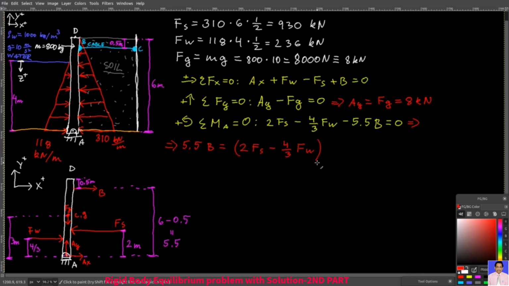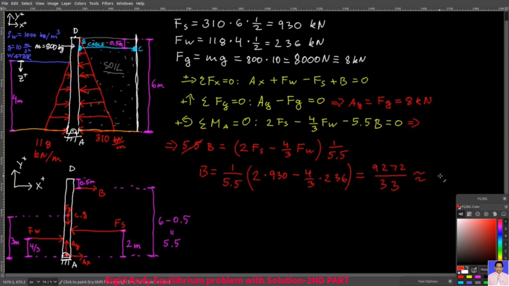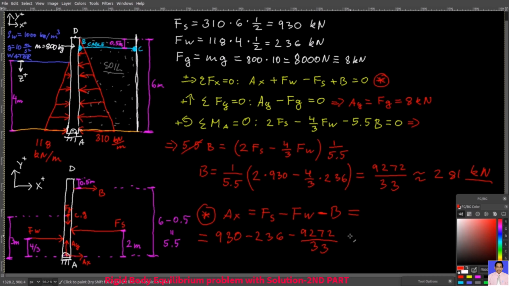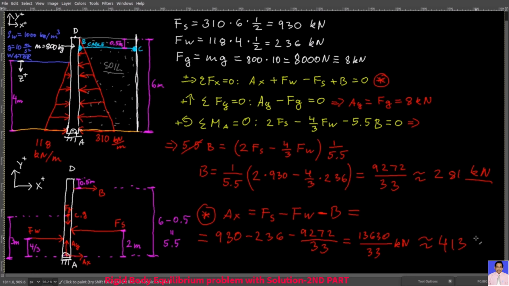Then from the third equation, I can write 5.5B equals, and then all this, and then I can get rid of 5.5 if I put it here. So B equals all this, which is approximately 981 kilonewtons. And then from the first equation, you get Ax equals all this, which is approximately 413 kilonewtons. And there you go. You have your support forces. They are all positive, which means that your assumptions about their directions were correct. Thank you very much.